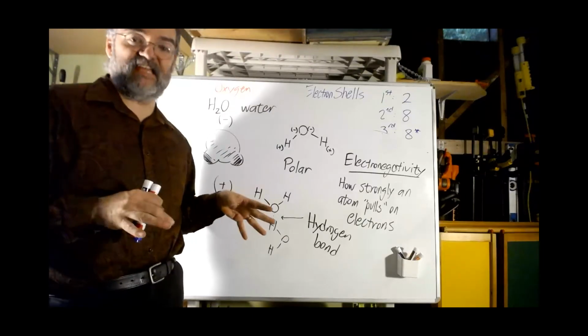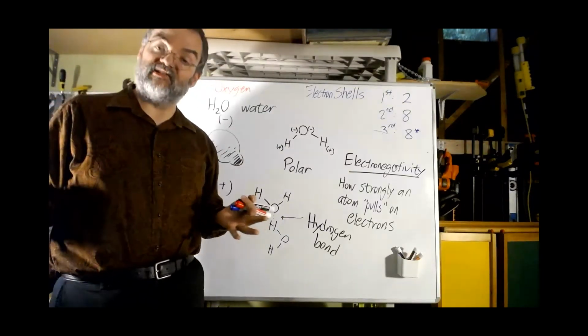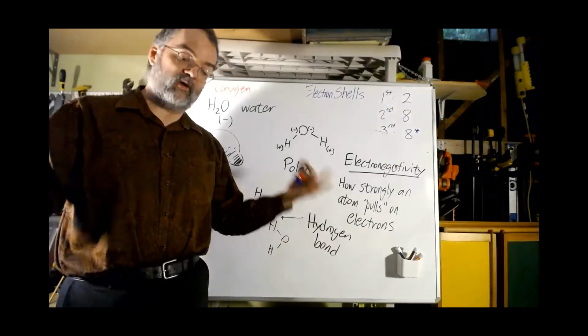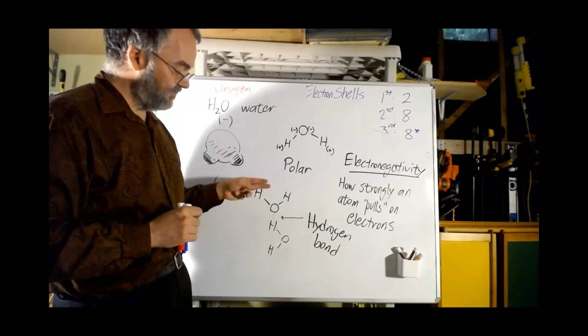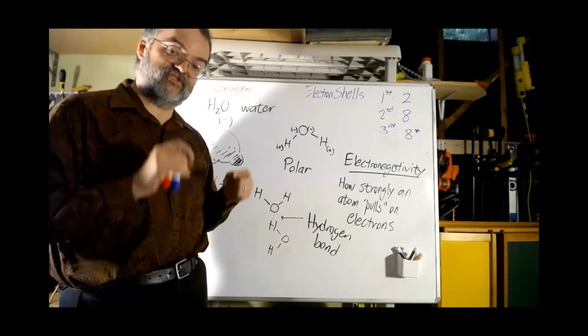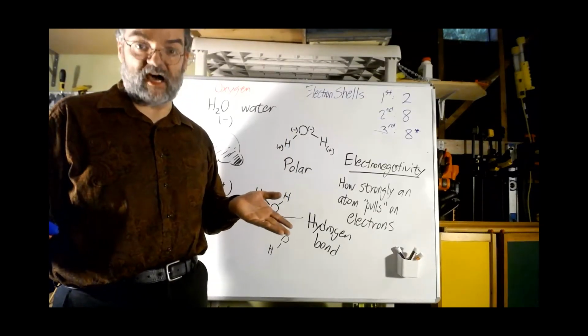That surface tension comes from this. It is also why water absorbs a lot of heat. You can pour energy into water and not change its temperature very much because some of the energy you're pouring in goes to breaking these bonds rather than making the molecules move faster, which is what makes it hotter.